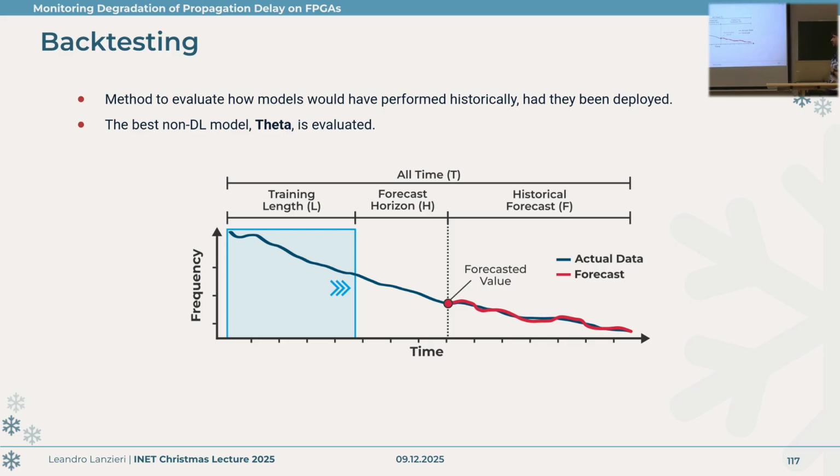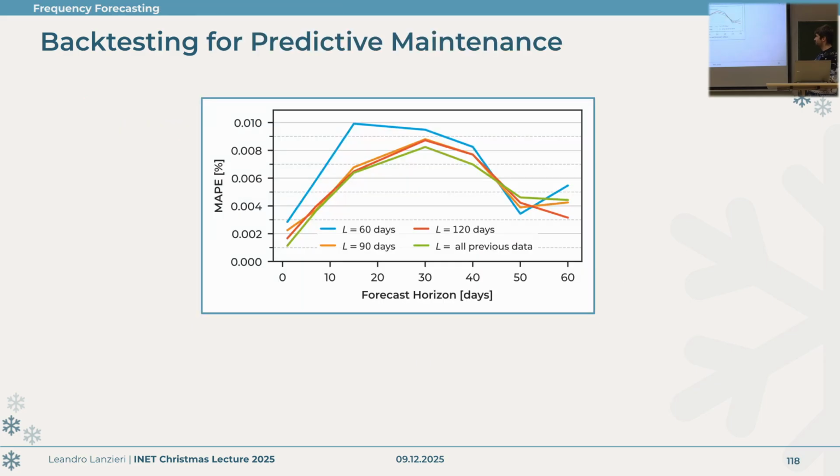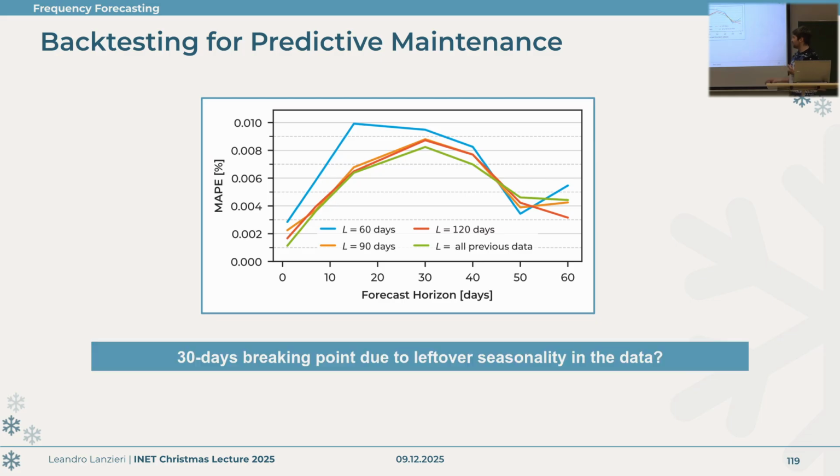For the Theta model, we tested the backtesting with different training lengths and forecast horizons, meaning how far into the future we can look, and this is the error for all of these cases. We can see that the error is similar, except for the one that has the smallest window, which is a bit higher. They all have this weird structure here at 30 days, and we assume that this might be due to some leftover seasonality in the data, like monthly seasonality, that we didn't filter correctly. But basically, all of the training lengths and forecast horizons look pretty good, even for 60 days of future predictions.